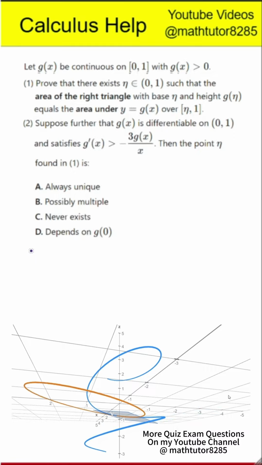Part 2. Suppose further that g is differentiable on the open interval from 0 to 1 and satisfies the inequality: the derivative of g is greater than negative 3 times g divided by x. Then the point eta found in part 1 is one of the following options.